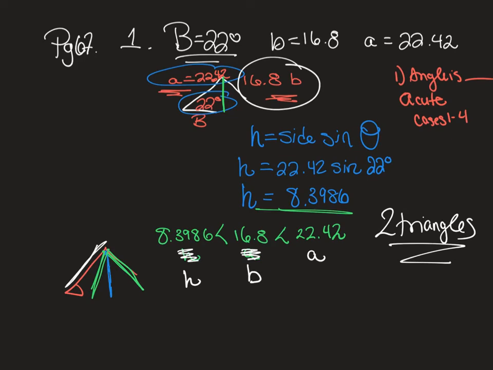So let me grab a new page. I personally like to do this in a table. It makes things come out a lot easier for me. What I always do is I'm going to do one triangle, then I'm going to do the other triangle. So let me split this in half because it's all going to connect to one another in a second.